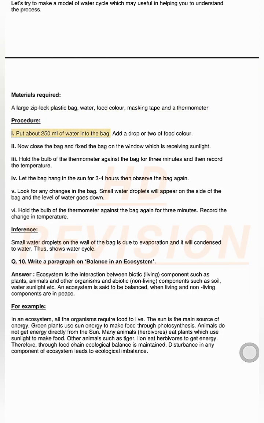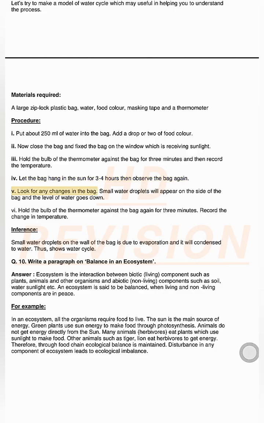Procedure: 1. Put about 250 milliliters of water into the bag. 2. Add a drop or two of food color. 3. Now close the bag and fix the bag on the window which is receiving sunlight. 4. Hold the bulb of the thermometer against the bag for 3 minutes and then record the temperature. 5. Let the bag hang in the sun for 3 to 4 hours, then observe the bag again.